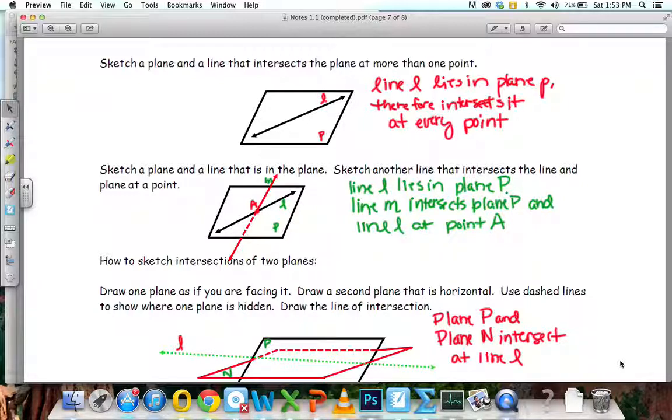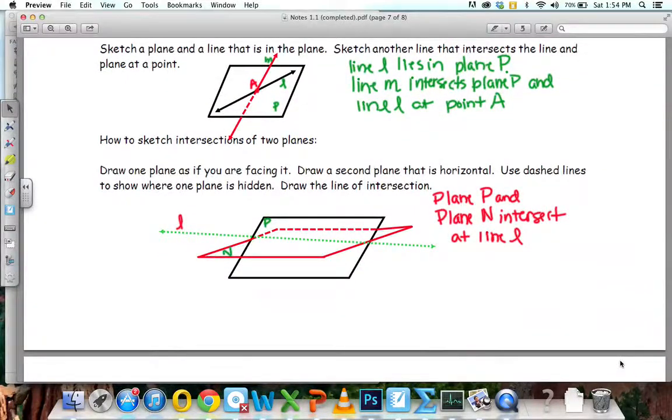And then we want to sketch a plane and a line that is in the plane. So I drew the same thing as I drew before. And then I need to sketch another line that intersects the line in the plane at a point. Well, if it's going to intersect at a point, it should go through my plane. So I've drawn this dashed line here indicating that this red line shoots through my plane and intersects at this point. So this part is below the plane. This part is above the plane. Imagine if you stuck a pencil through a piece of paper. And then I've written a description of that.